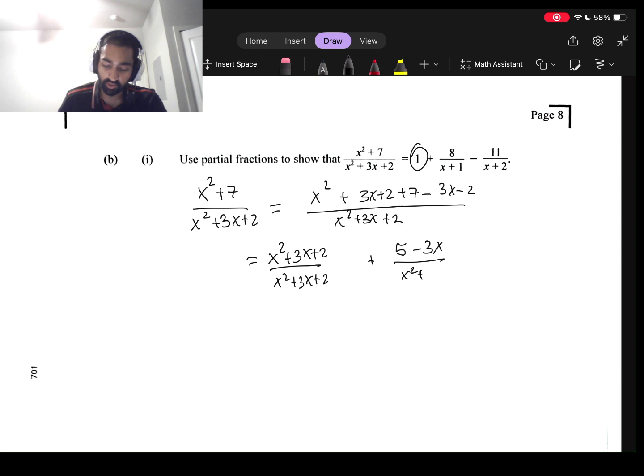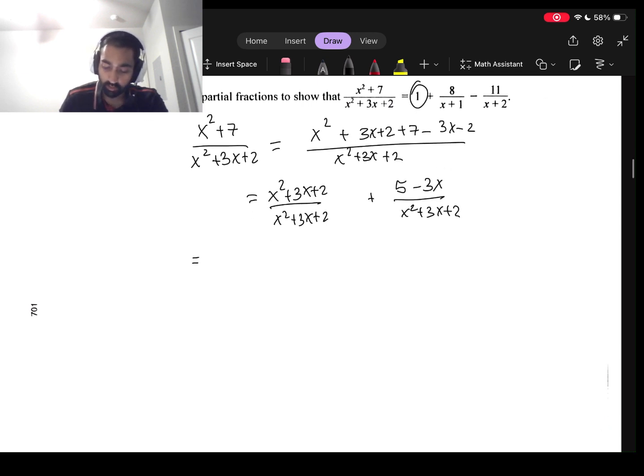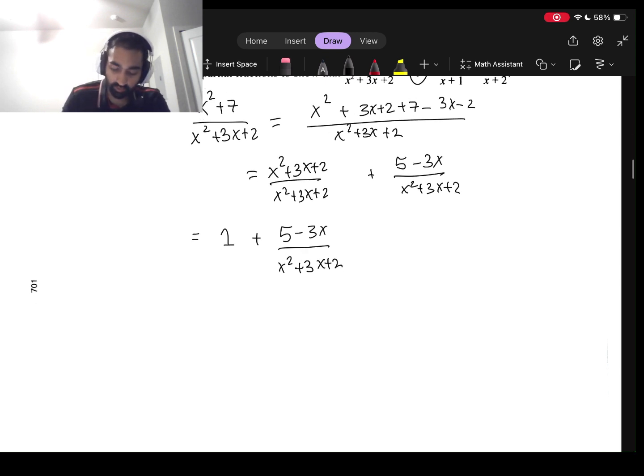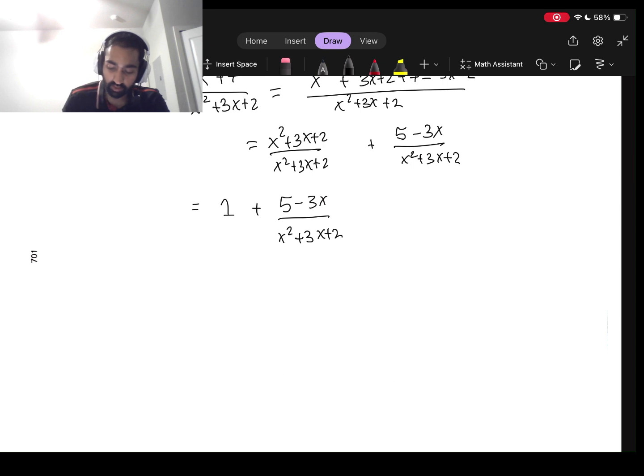And this part here is just 1. The numerator and denominator are the same. So it's just 1 plus 5 minus 3x over x squared plus 3x plus 2. And that 1 matches up with the 1 that they have in the final answer. So that gives you some confidence that we started correctly. So now let's do partial fractions on this 5 minus 3x part.